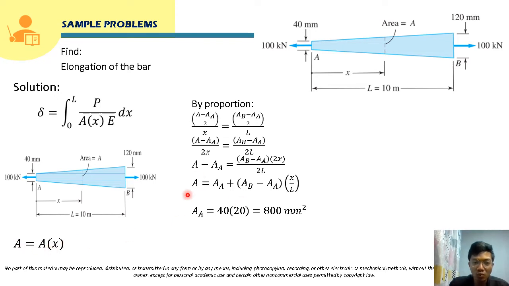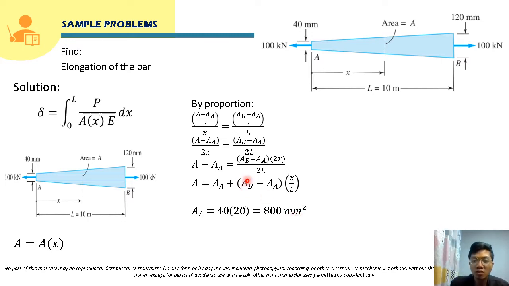So this is what we need for this A of x here in the formula. So we can solve for the value of A_A. That is the area here at point A, or the cross-sectional area. So this is 40 millimeter times its width, or thickness rather. The thickness given in the problem is 20 millimeter. So that will be 40 times 20, so that will be 800 millimeter squared.